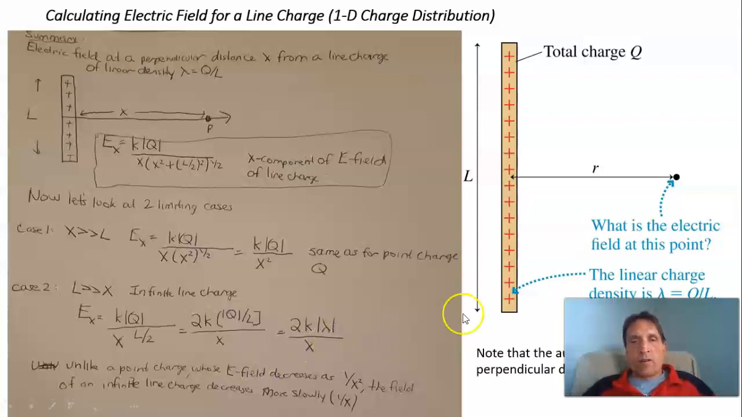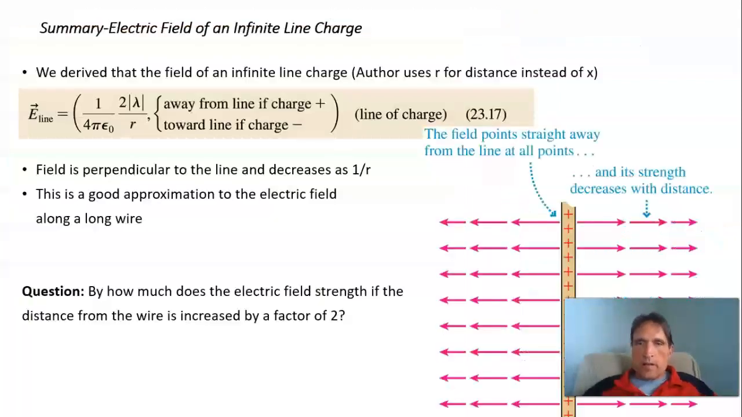And so this is the electric field of a long wire, or in other words, the length of the wire is a lot larger than the distance from the wire at which we're evaluating the field. So in other words, it's approximating an infinite wire. So this is our example here, where the author again uses absolute value for the charge density. The electric field is away from the wire if it's a positive charge, and it points toward the wire if it's negative.